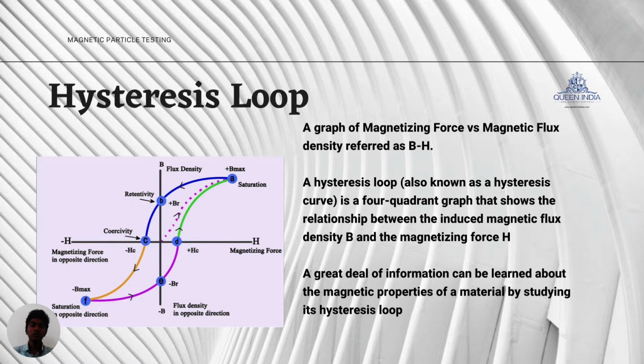Hysteresis loop. A graph of magnetizing force versus magnetic flux density, referred to as the BH curve. The hysteresis loop shows the history-dependent nature of magnetization of a ferromagnetic material. Once the material has been driven to the saturation point, the magnetizing field can be dropped to zero, and the material will retain most of its magnetism. It removes its history.